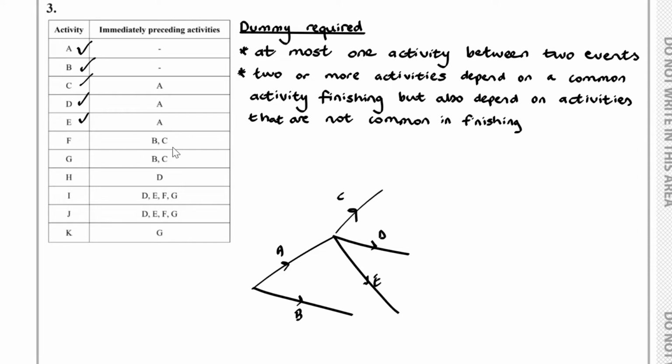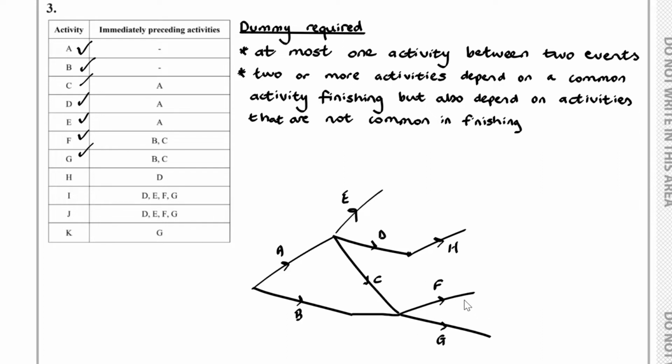And then we've got F which depends on B and C, and G which depends on B and C. So instead of us writing E over here, let's swap these around. So we have E over here and C over here, and F and G depend on B and C. So once B and C are completed, we can start F and G. So we have F and G here, okay? Now H depends on D only, so we've got H coming here, and if you look at I and J, that depends on D, E, F and G.